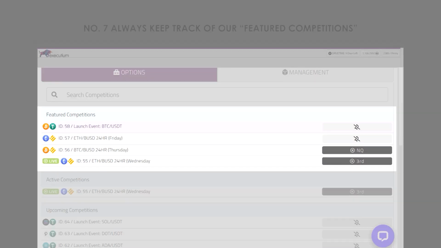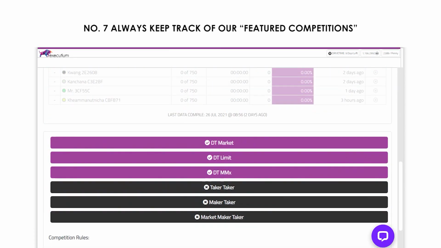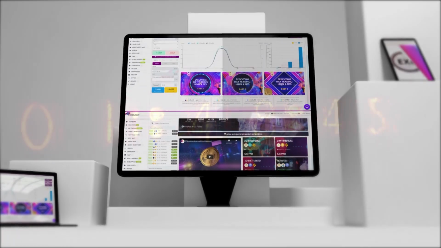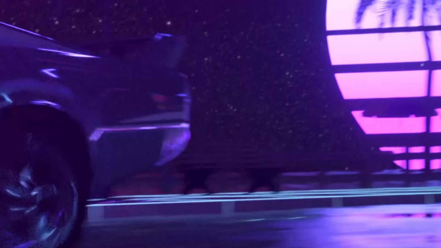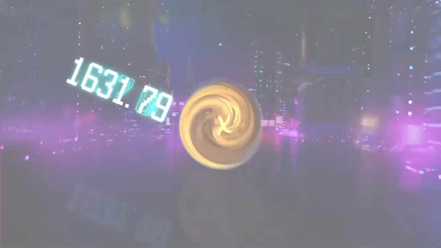Number 7. Always keep track of our featured competitions, as these will include a larger prize pool. Number 8. On a highest drive time competition, you may want to consider setting your take profit to be higher. This way, your orders will take longer to close.